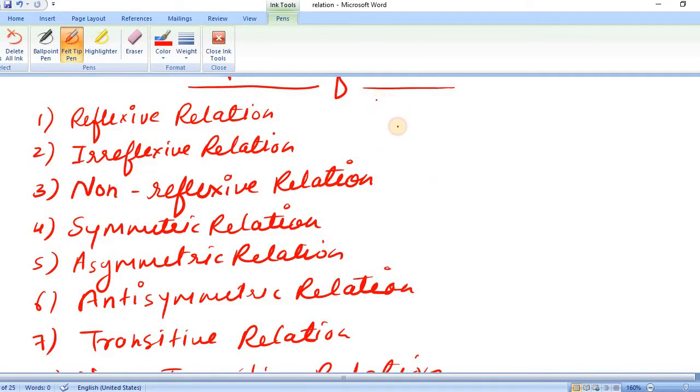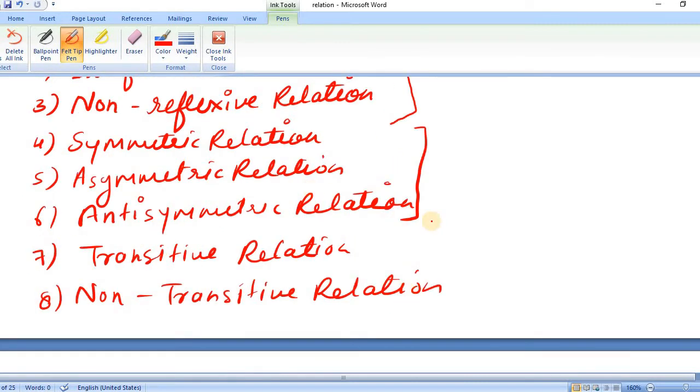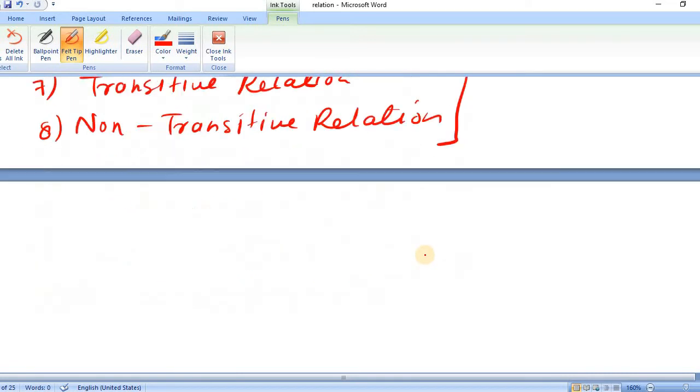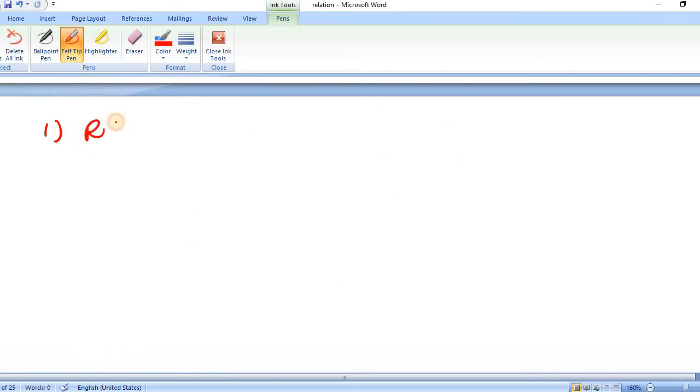These can be called one category. And then we have these 3: symmetric relation, asymmetric, and anti-symmetric. We can keep them in one other category. And then we have transitive and non-transitive relation. We can keep them in the third category. So let us start with the first property, the reflexive relation.